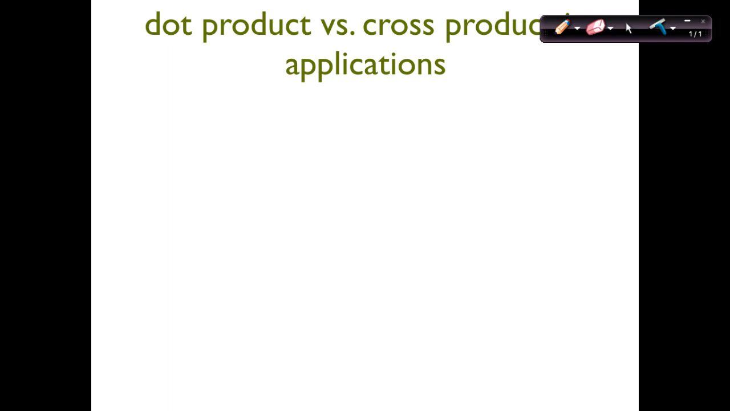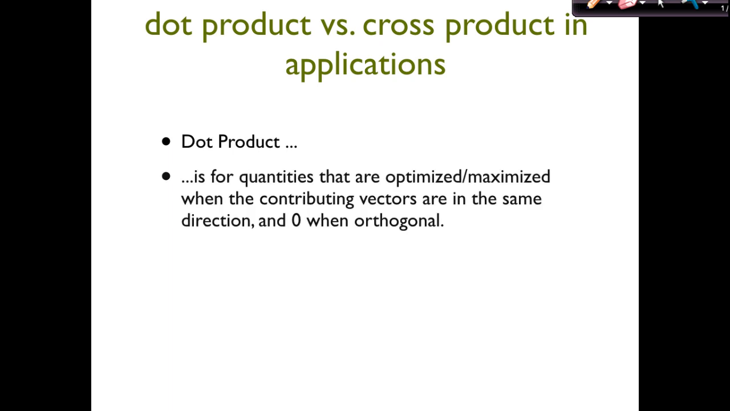All right, so here's the deal. Dot product versus cross product in applications. So the dot product, that's for quantities that are optimized or maximized when the contributing vectors are in the same direction, or zero when orthogonal. So what's an example of that? What's an example of when your quantity is optimized or maximized when the two vectors are in the same direction, but there's zero when they're orthogonal?